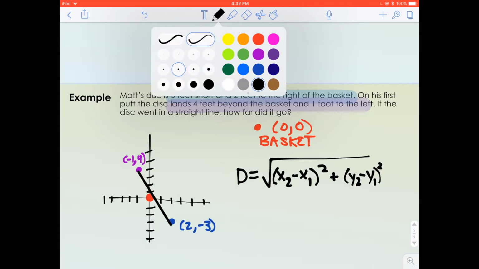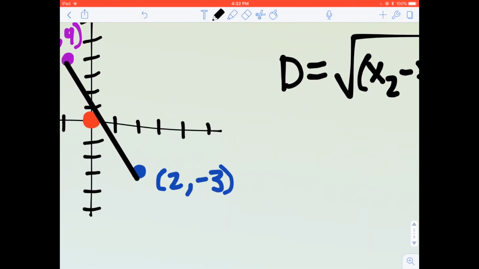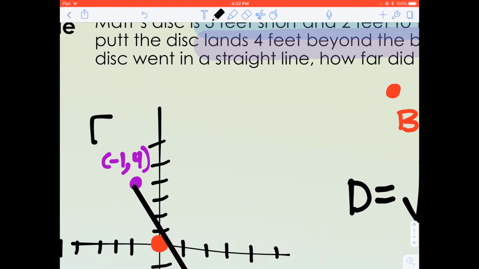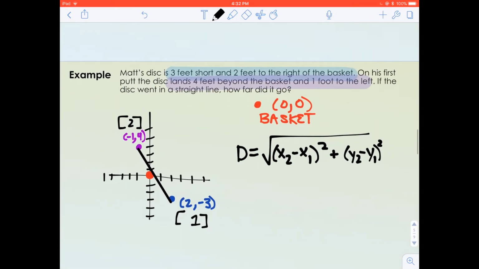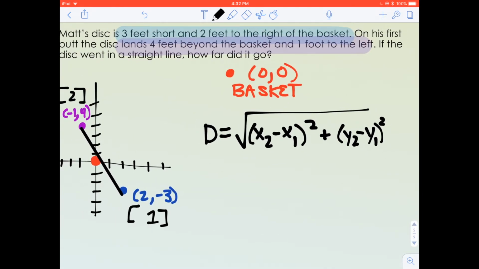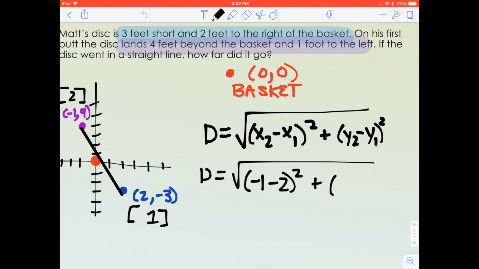All right, so we'll just plug in our points. I'll say my blues are my first points and my purples are my second points. If you did it the other way, that's totally fine. So we have D equals the square root of 4 minus, oops, sorry, those are my y's. It's going to be -1 minus 2 squared, and plus 4 minus -3 squared.